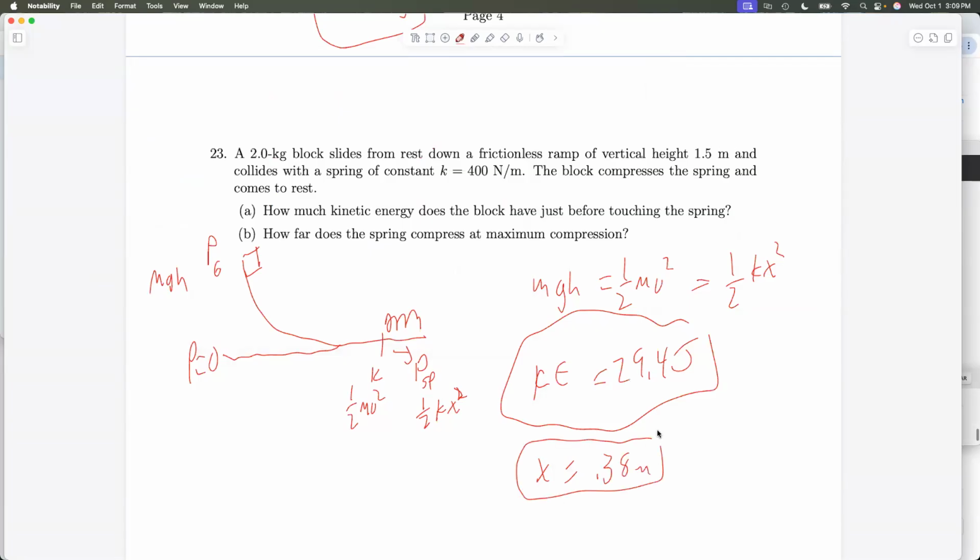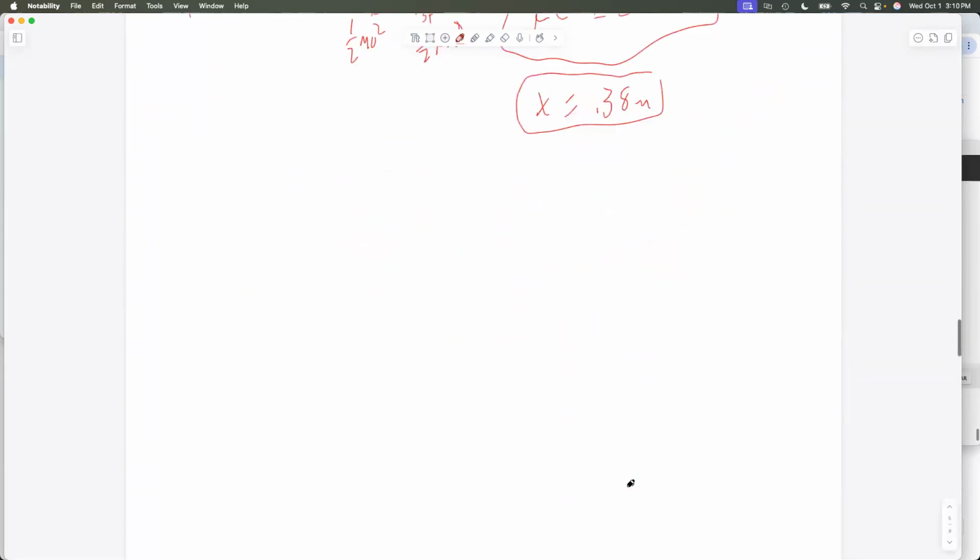You got to be careful on spring problems because sometimes they'll give you the K in newtons per centimeter, or sometimes they'll ask how far in centimeters do we compress? And you would have converted that to 38 centimeters, but here they didn't.